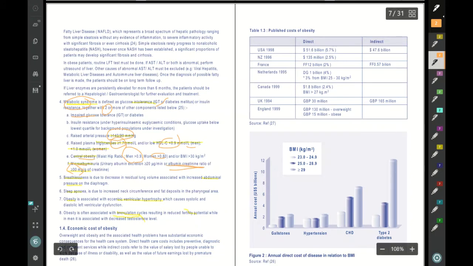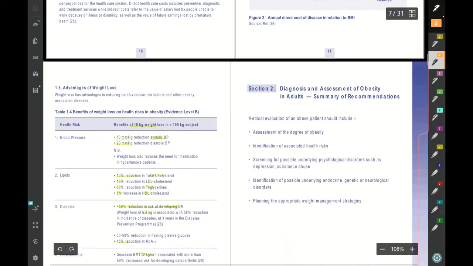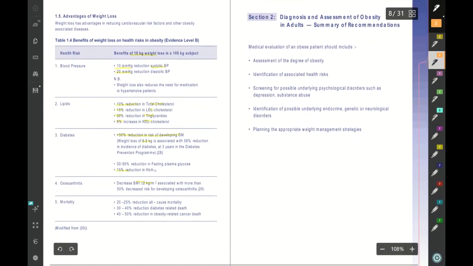And then basically patients with obesity will have breathlessness because of the abdominal pressure, they would have sleep apnea, and also they may have eccentric ventricular hypertrophy. And regarding their fertility, also because of the anovulation cycle. Alright, and then what else do we have?